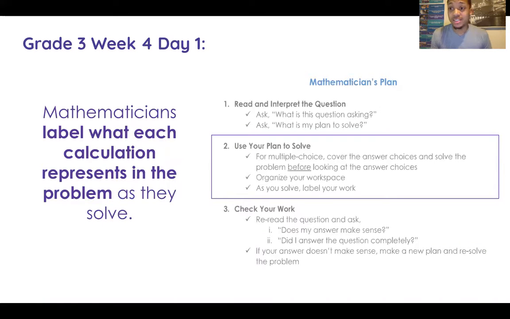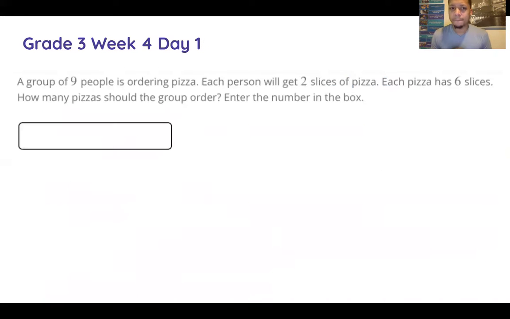So let's take a look and see some great questions and work. The question today says, a group of 9 people is ordering pizza. Each person will get 2 slices of pizza. Each pizza has 6 slices. How many pizzas should the group order? Enter the number in the box.